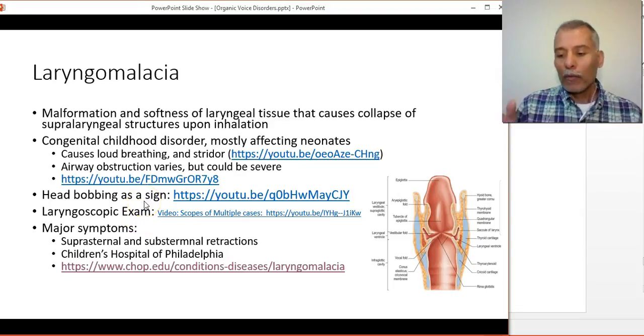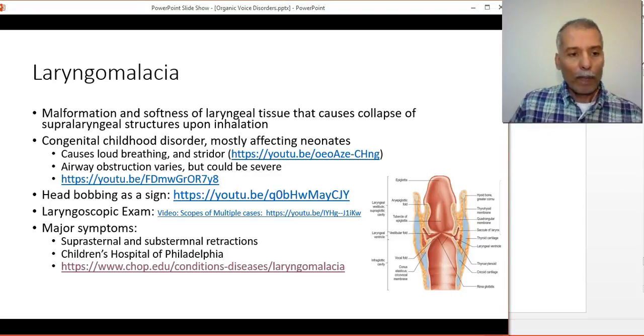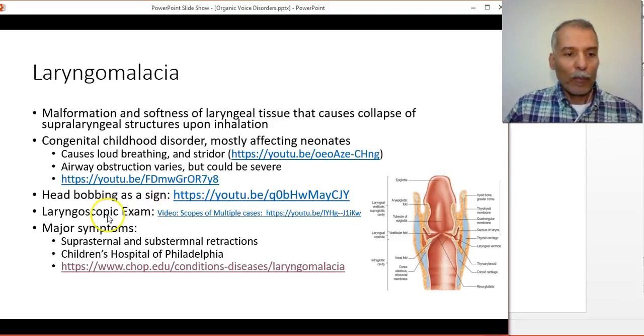Another sign of babies having, for example, laryngomalacia or obstruction, stenosis, that we'll speak about next, is called head bobbing. While they are sleeping or while they are breathing, they just lift up the head like that. Here's a laryngoscopic examination, and you will see how the airway looks.